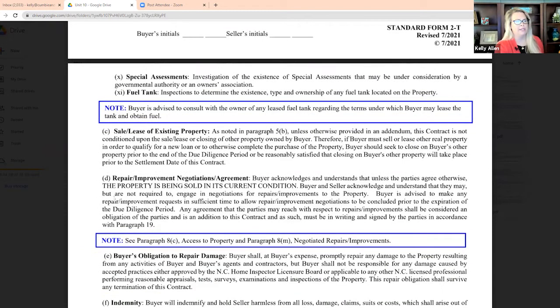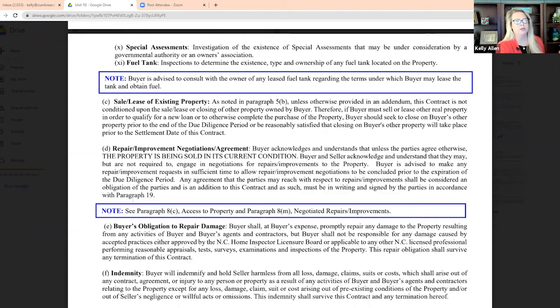Next, the buyer is advised to check on special assessments that may be under consideration that the buyer could be responsible for in the future. And then to conduct an inspection of the fuel tank and determine who owns the fuel tank, where it's located, those sorts of things. Okay, very good. The note box simply says, when it comes to the fuel tank, we need to know, may the buyer continue the lease if it's being leased, so on and so forth.